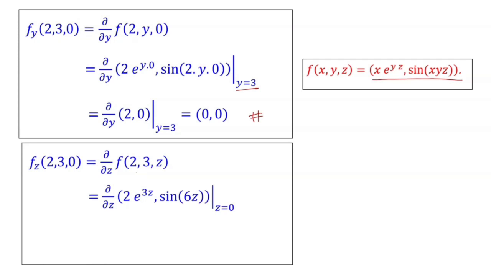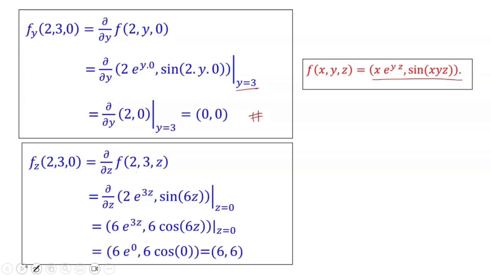Now if we take the derivative here, this will give you 6 e to the power 3z, and 6 cosine 6z. So after simplifications, putting the value of z equals 0, you will get in this form 6 e to the power 0, comma 6 cosine 0. So the final answer is 6, 6.